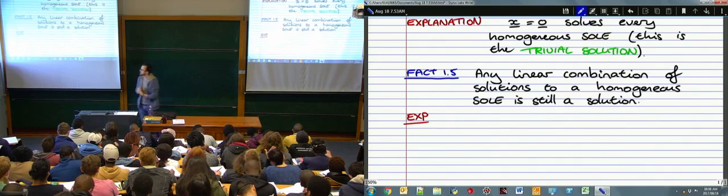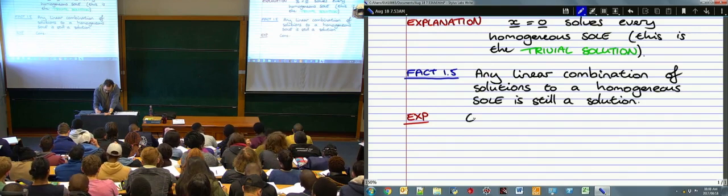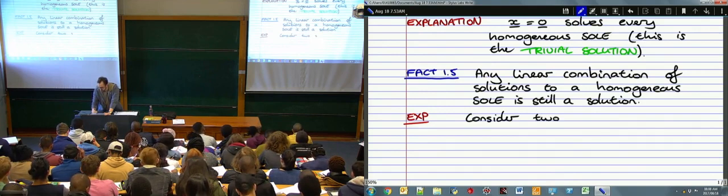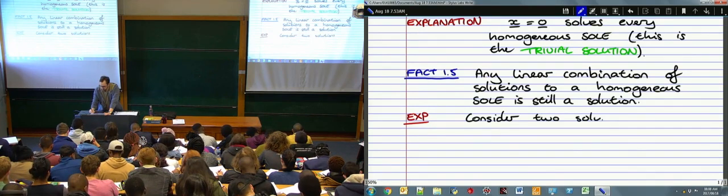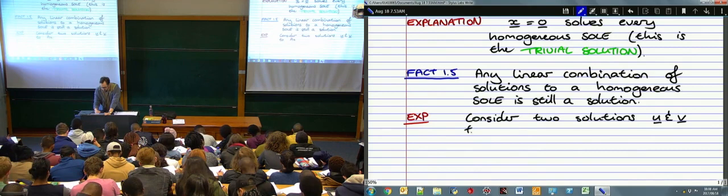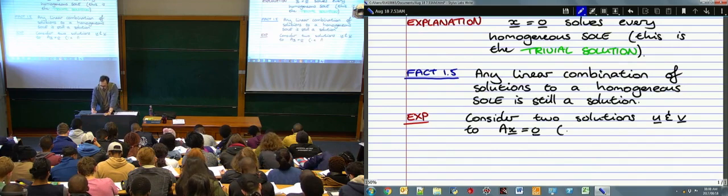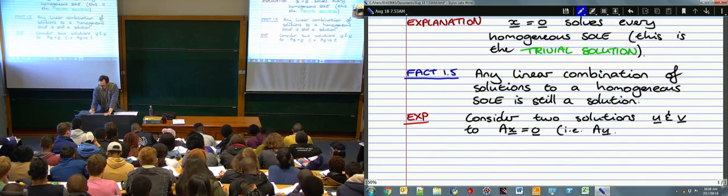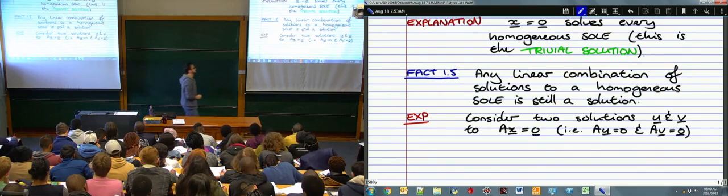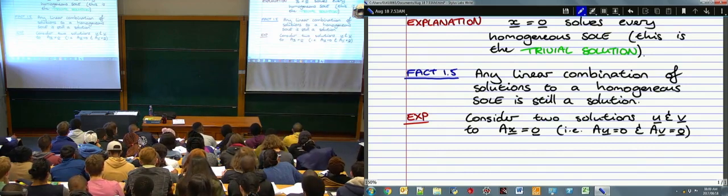Okay, so let's just say we've got two solutions, call them x and y. In fact, not x and y, let's call them u and v. Consider two solutions, u and v, to Ax equals 0, right? That's just saying that A multiplied by u is equal to 0 and A multiplied by v is equal to 0. That's what it means for a vector to be a solution. You take matrix A and you multiply it by that vector, you get 0.